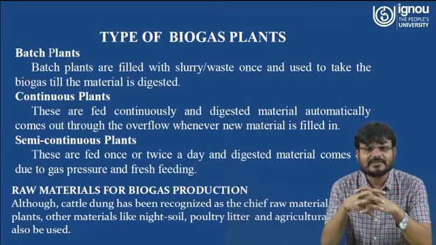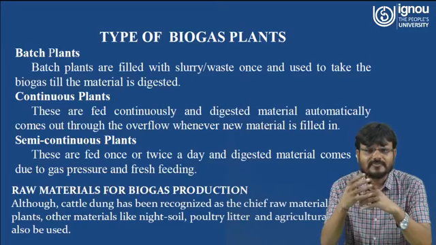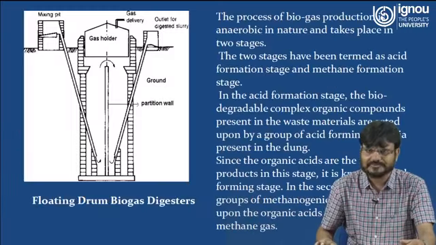And third is a semi-continuous plant. These are fed once or twice a day and the digested material comes out due to the gas pressure and fresh feeding. Now we have to know what raw materials are used for biogas production. Cattle dung has been recognized as the chief raw material for the biogas plant. Other materials like night soil, poultry litter and agricultural waste can also be used for biogas plants.